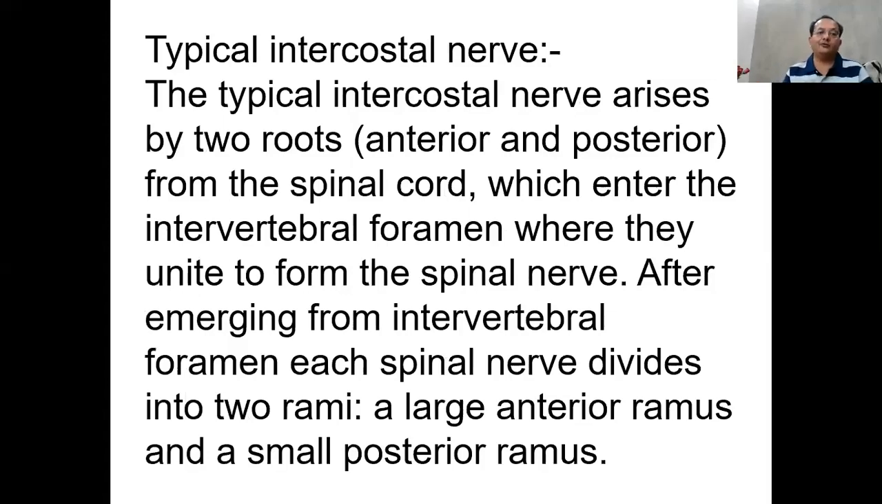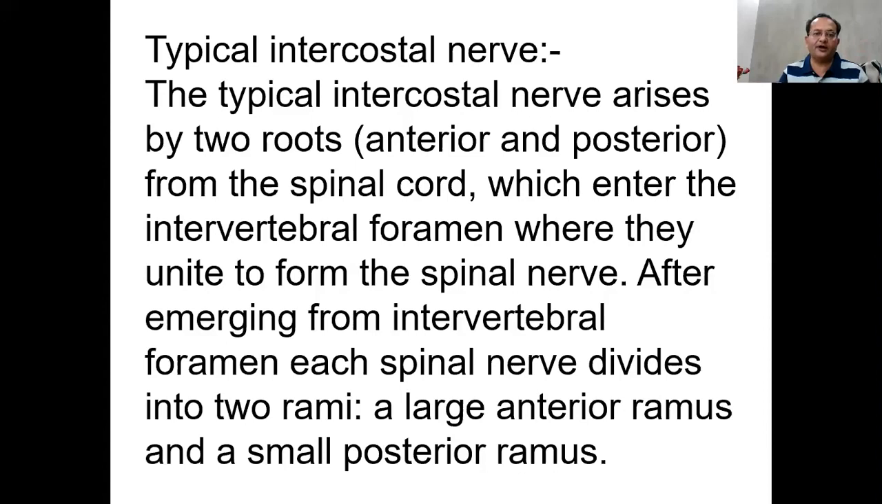Typical intercostal nerve. The typical intercostal nerve arises by two roots, anterior and posterior, from the spinal cord. There are 12 pairs of thoracic spinal nerves; you know this fact very well. The two roots enter the intervertebral foramen, where they unite to form the spinal nerve.